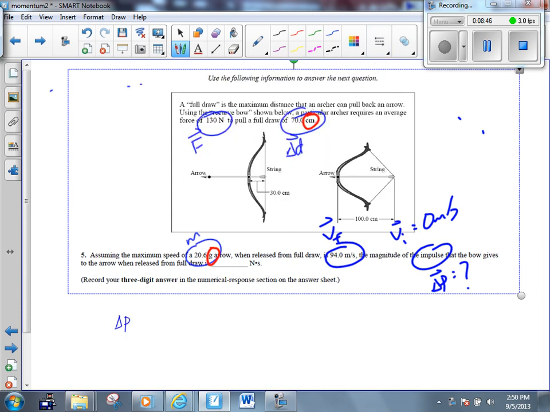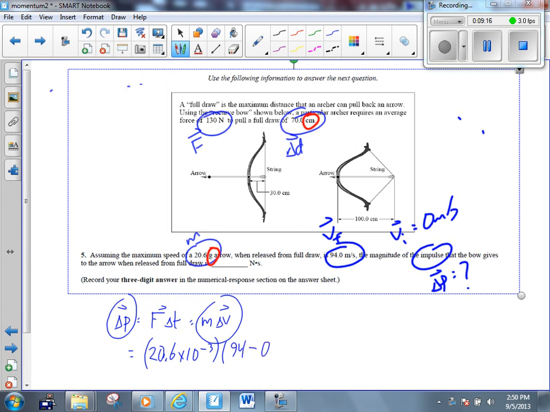We're going to say that delta P is equal to F times T, and it's equal to M times delta V. This time we're going to use these two parts of the equation. We have the force, but we don't know what the time is. Okay, let's multiply M times delta V to get delta P. It's 20.6 times 10 to the minus 3, or you could say 0.0206 kilograms. Either way works. Times 94 meters per second minus 0 meters per second, the final minus the initial velocity. When we do that, we get 1.94 Newton seconds, or 1.94 kilograms meters per second.